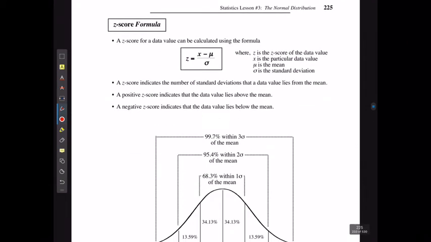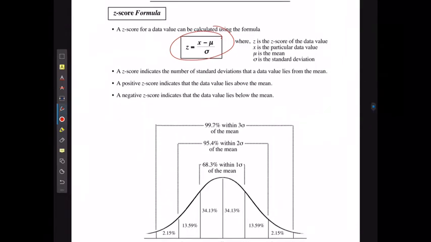This is on your formula sheet. What is the formula for z-score? Z-score is always going to be my number that I'm picking, in this case it was 13, minus mu, or the mean, divided by sigma, what the value of the standard deviations are. A z-score indicates the number of standard deviations that a data point lies from the mean. A positive z-score indicates that it's above, and a negative z-score indicates that it is below.